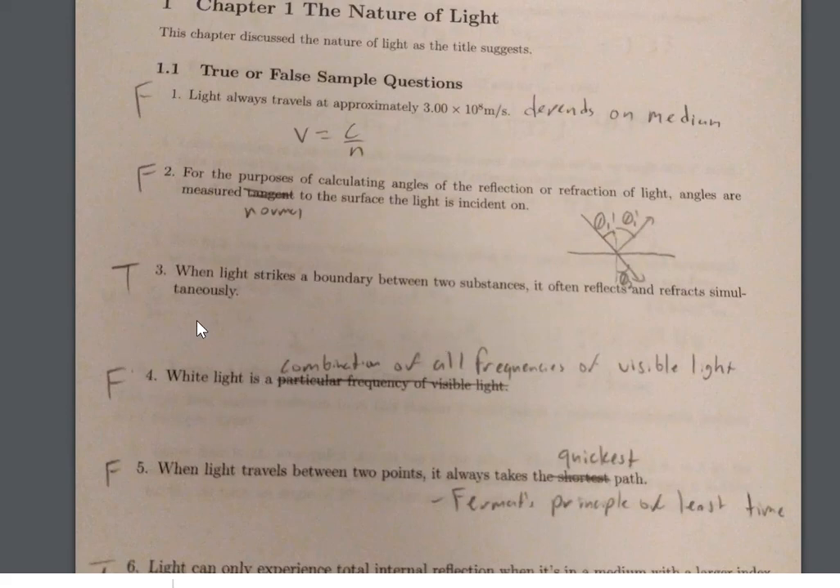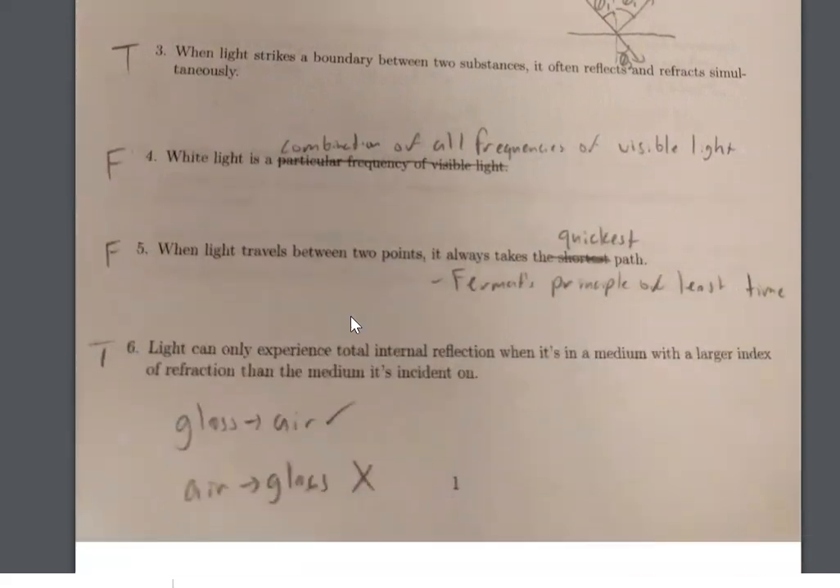White light is a combination of all of the different frequencies of visible light. When light travels between 2 points, it always takes the quickest path, not the shortest path. So that's just in one substance, those will be the same. But if it travels from a point in one substance to a point in another substance, those will be different. So that's called Fermat's principle of least time.